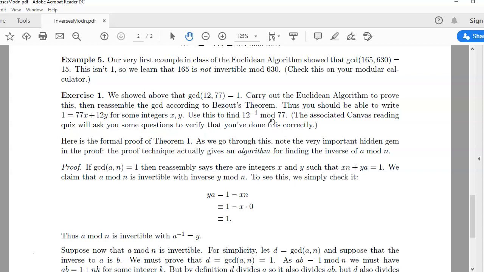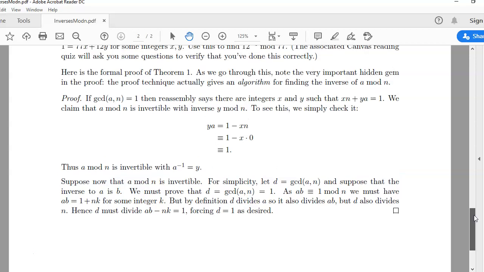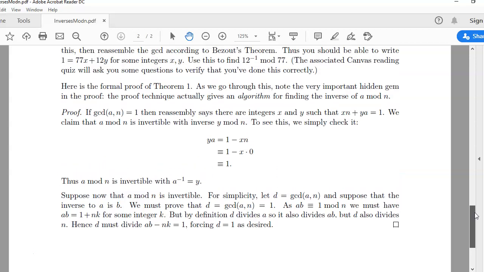If you ever have any questions, let me know. The rest of this handout is just proving Theorem 1, that it is true that you are invertible if and only if your GCD is 1. You can read this yourself. I'm not going to read it to you, but this is just a proof of Theorem 1, okay?